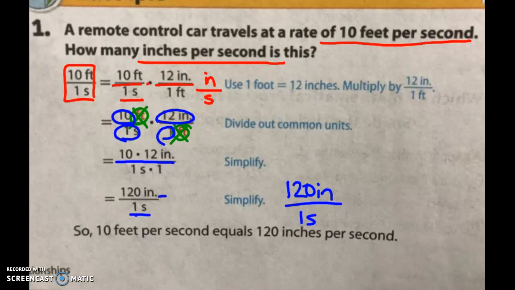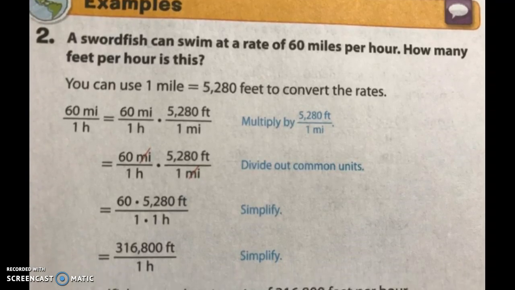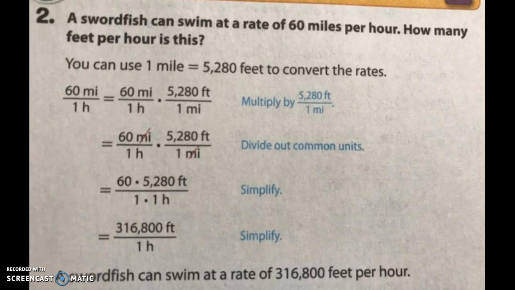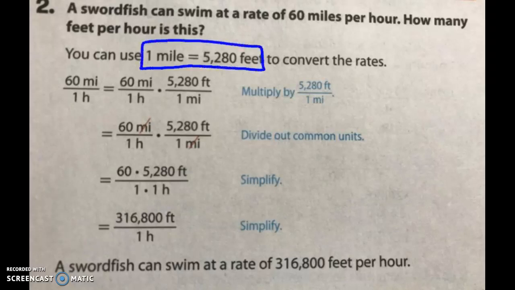Okay? We're going to try another question like that. This one is talking about a swordfish can swim at a rate of 60 miles per hour. How many feet per hour is this? So to do this question, we're going to be using this conversion right here. 1 mile is 5,280 feet. So 1 mile is equal to 5,280 feet. So when we use this ratio, we're still multiplying by 1.